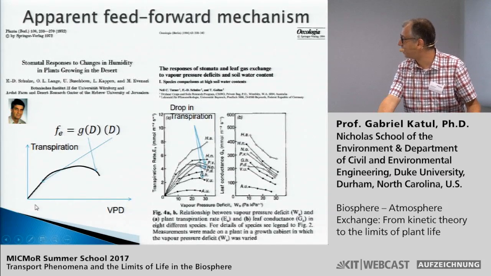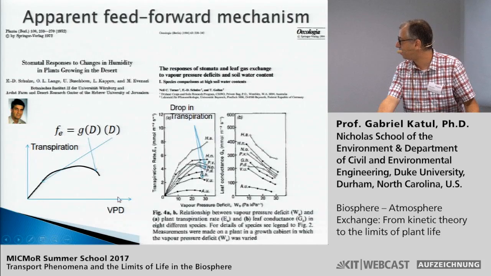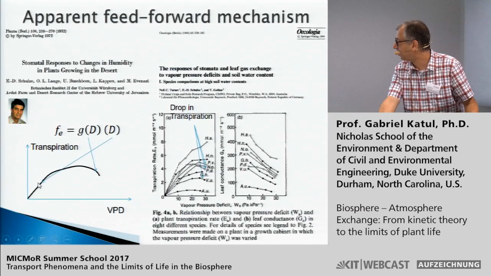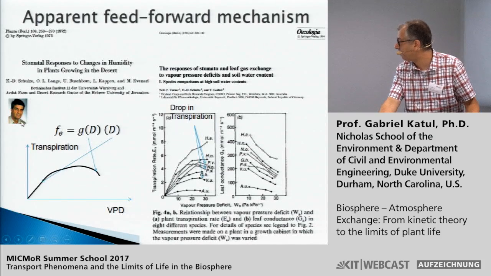If you plot transpiration on the y-axis against vapor pressure deficit on the x-axis, what you find is that up to a certain point, transpiration against vapor pressure deficit seems to be linear. As vapor pressure deficit increases and increases, it becomes more and more curvilinear. And so at some point, transpiration starts dropping with increasing vapor pressure deficit, despite the fact that the driving force for transpiration, which is vapor pressure deficit, continues to go up.